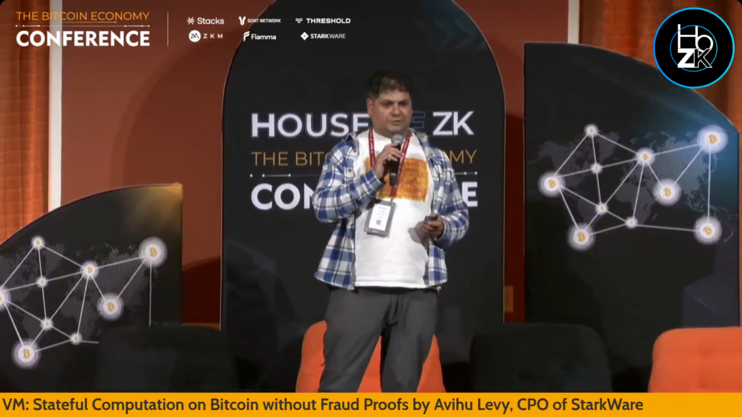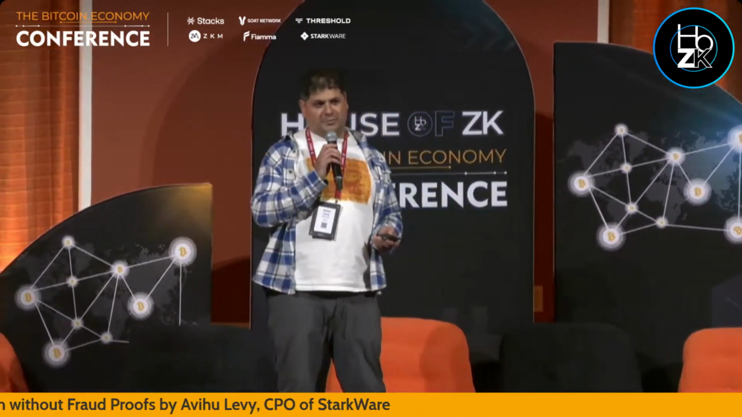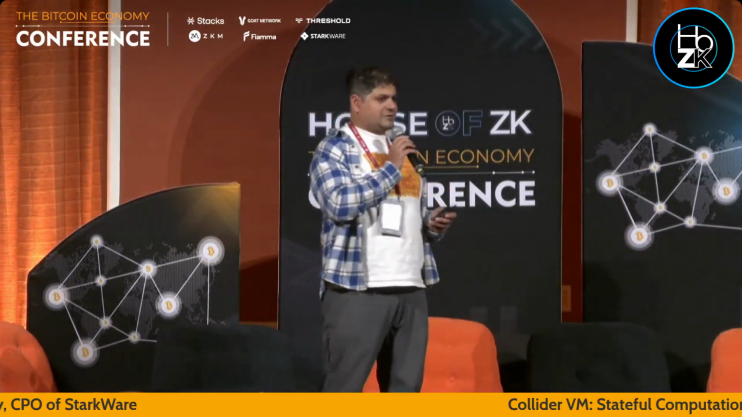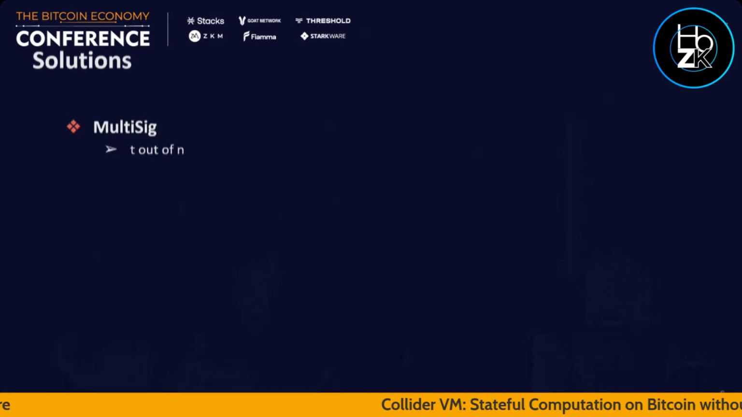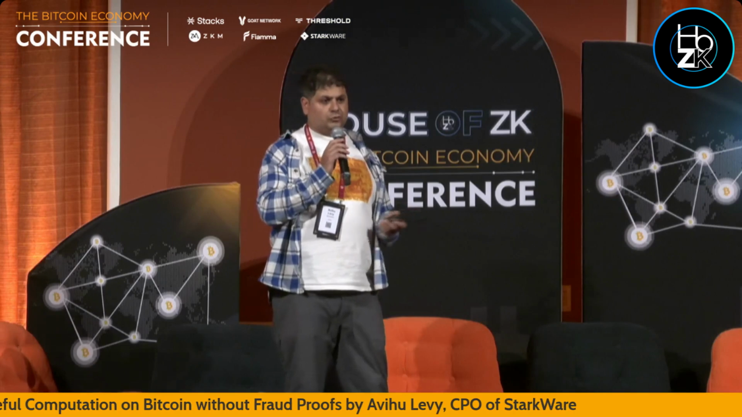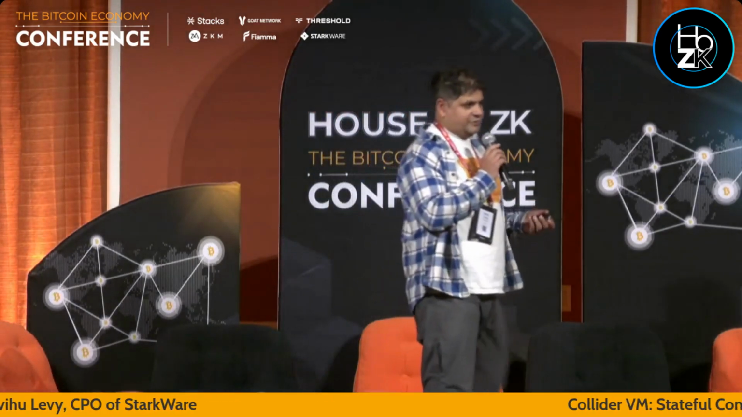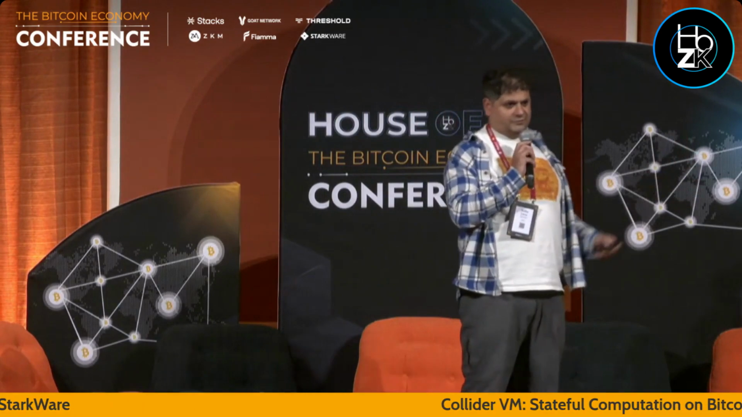What solutions exist today? The first and most obvious solution, or maybe I should call it a non-solution, is multisig. In multisig, you usually have T-out-of-n assumptions. You pick a threshold T, and you have n signers, and at least T of them should compute whatever you want. They can run any computation in the world, and they just sign that T of them actually verified it.